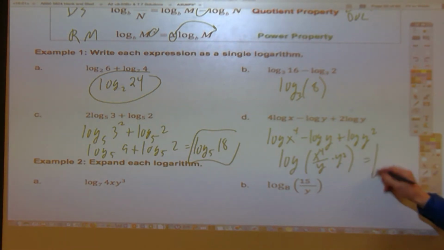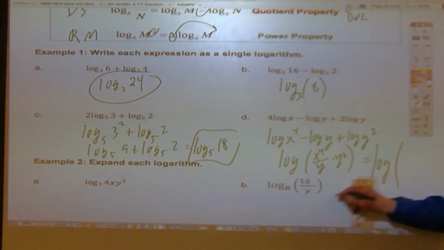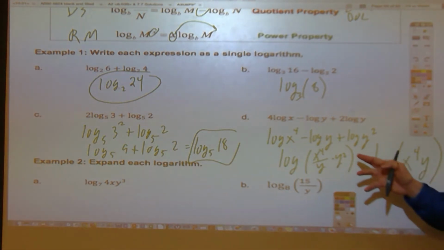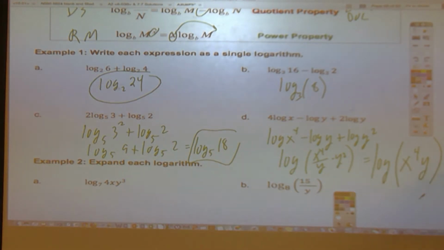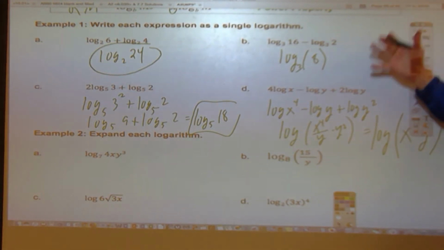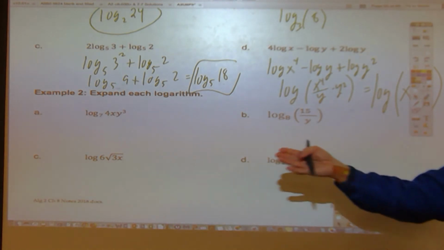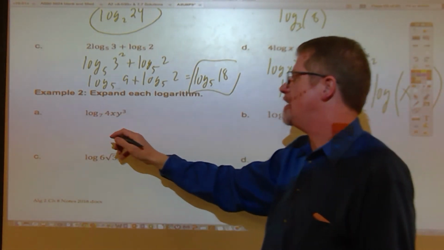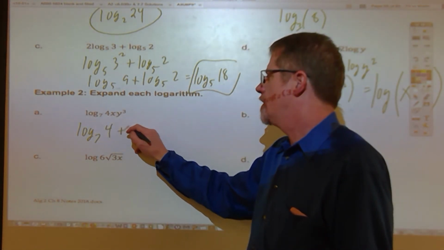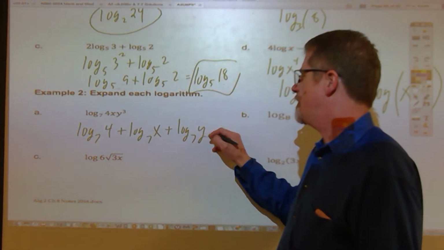When you simplify that, the final answer is log of x to the 4th y, just because y squared over y simplifies, y squared over y just becomes y. So that's the final answer right here. So that's condensing, taking an expression that has many logs and condensing it to an expression that has only one log. We expect it to go the other way, take an expression that has only one log and expand it out. So it's going to be the log base 7 of 4 plus the log base 7 of x plus the log base 7 of y cubed.